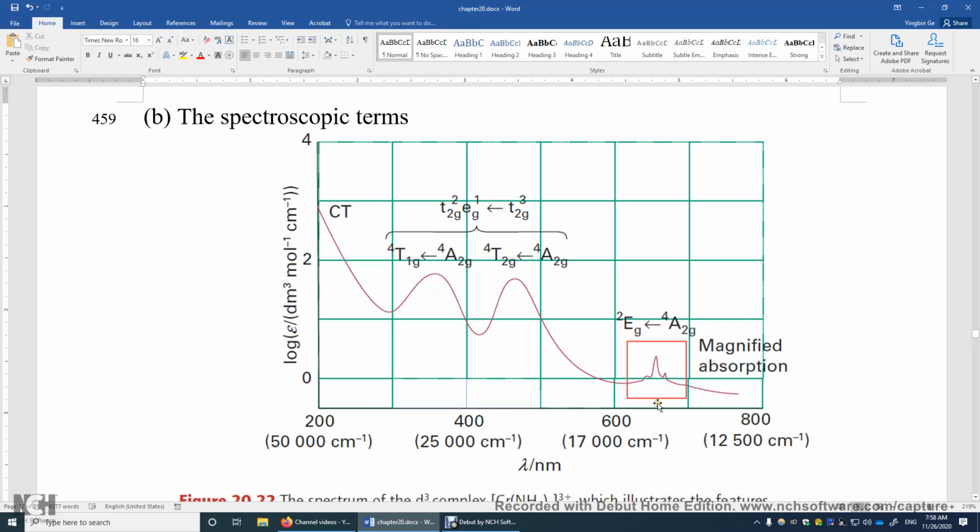All right, so roughly 15,000 wave numbers. That's about, I think, 1.8 electron volts and 180 kilojoules per mole. So that's pretty significant.